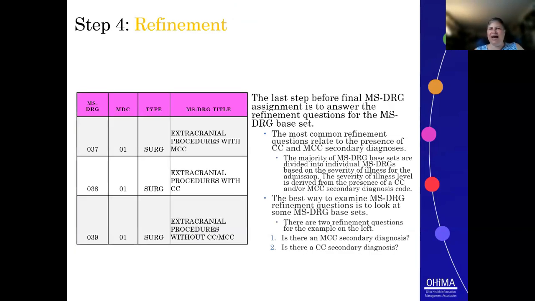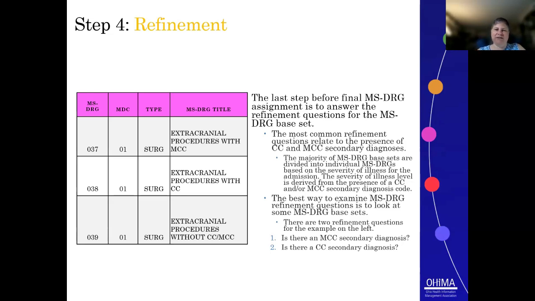Okay. Now we know which MDC our case is assigned to. We know if it's medical or surgical. And now we move into step 4 for refinement. There can be a variety of refinement questions for an MS-DRG base set or an MS-DRG family. The most common refinement questions relate to the presence of a CC or MCC secondary diagnosis.